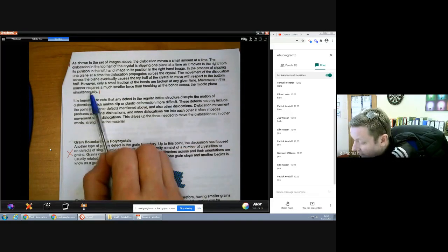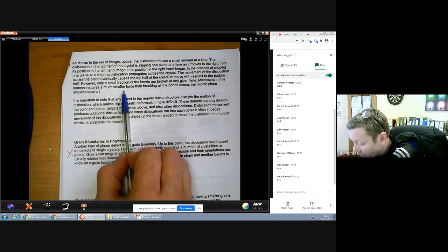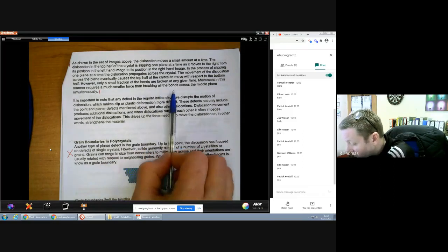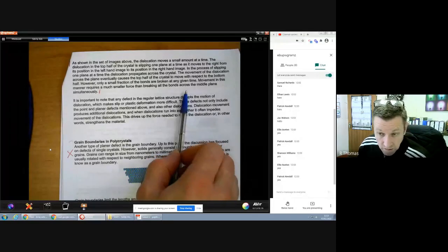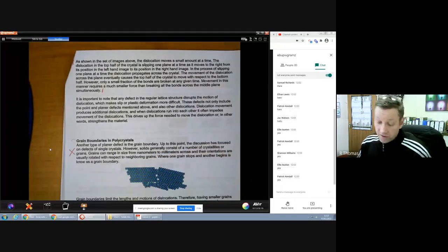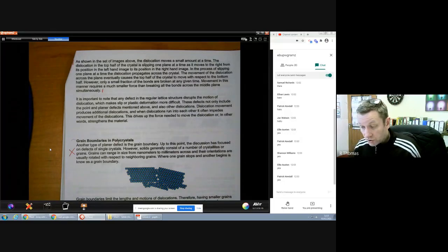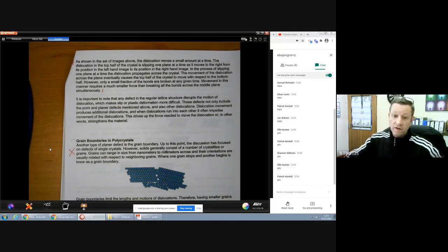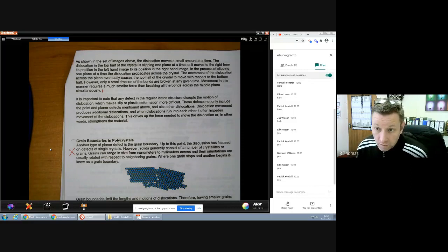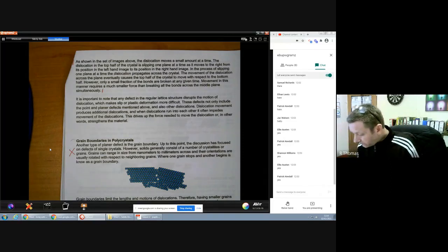Movement in this manner requires a much smaller force than breaking all the bonds across the middle plane at the same time. Okay, so you can bend something or stretch something or change the shape of something with a much lower force if it has these impurities called a dislocation, rather than just moving the whole plane of atoms. Okay, so I'm hoping that makes some sort of sense, and we'll revisit it lots.